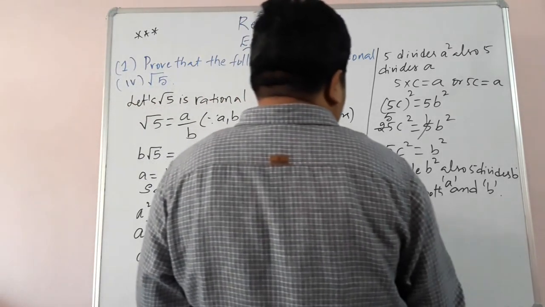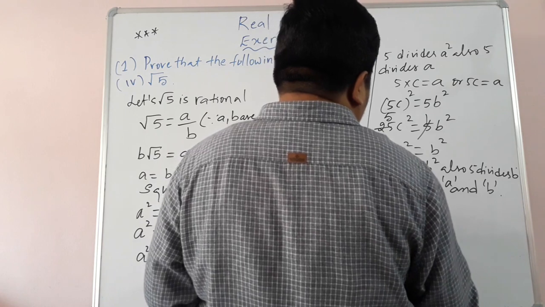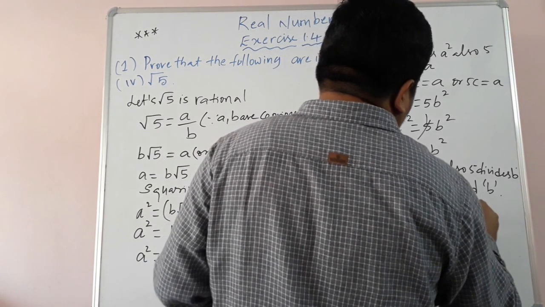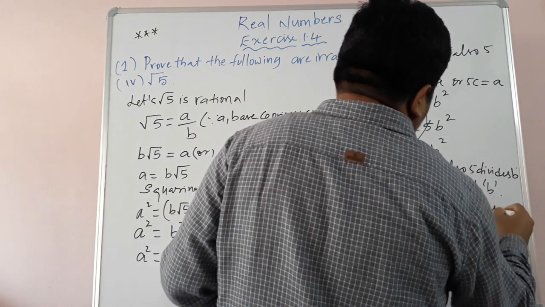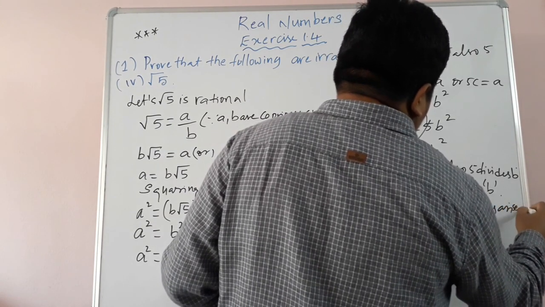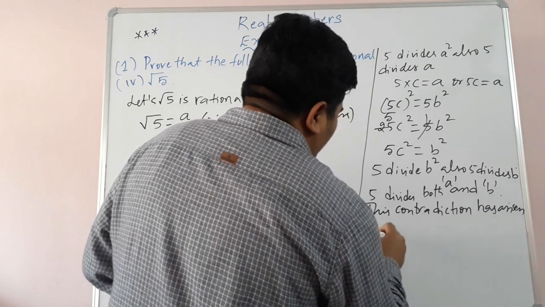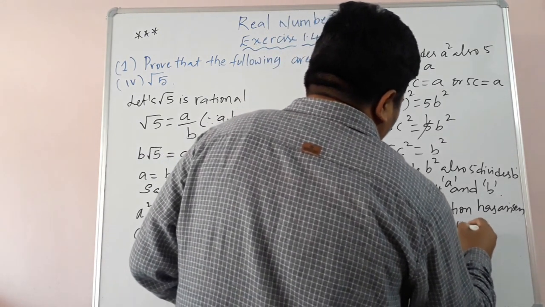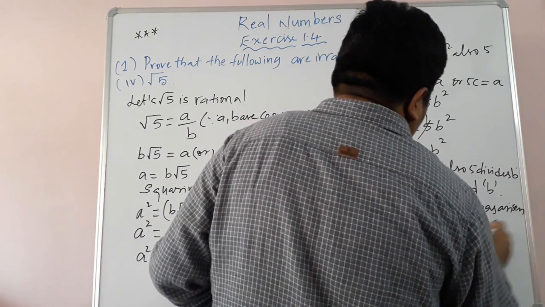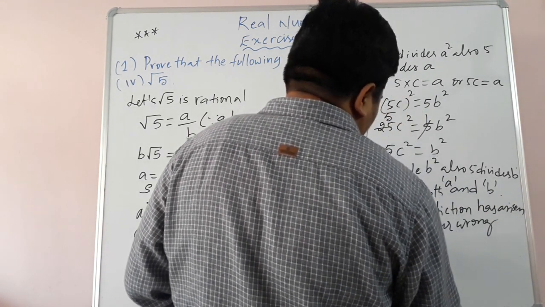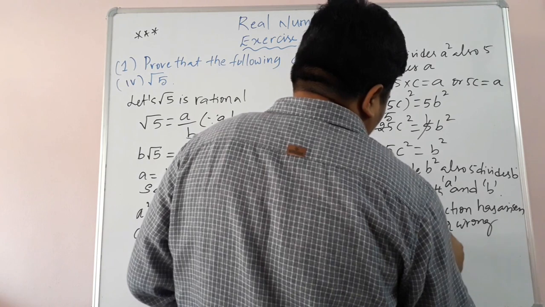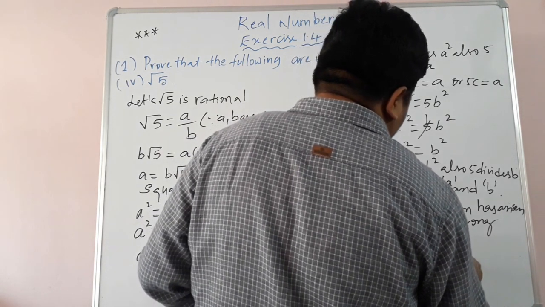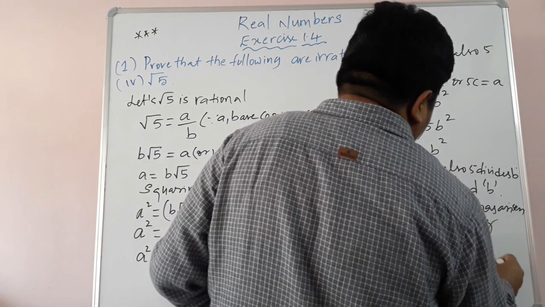So here you can write: therefore, this contradiction has arisen because of our wrong assumption. Therefore, root 5 is an irrational number.